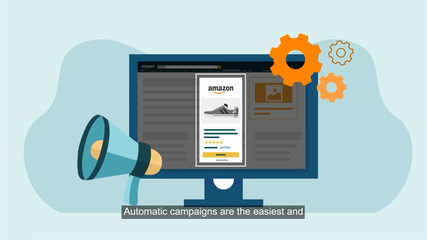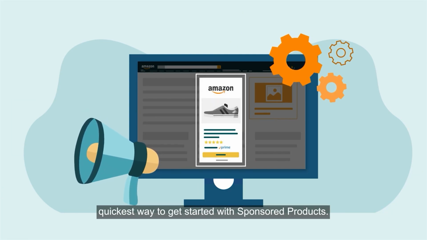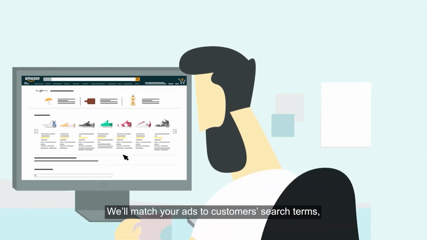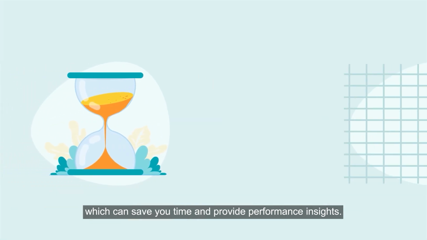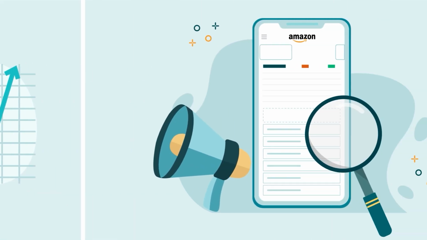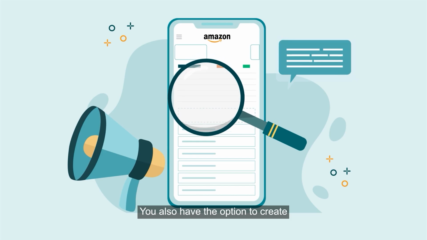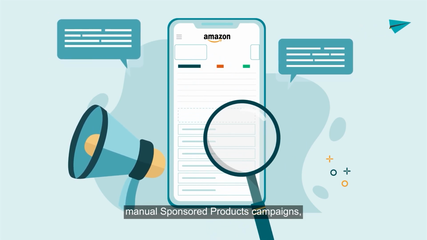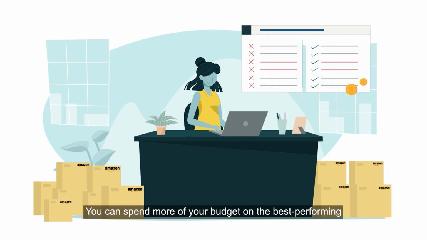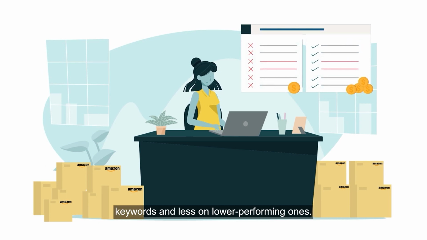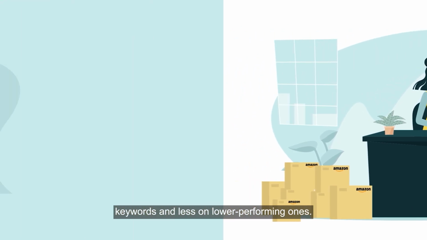Automatic campaigns are the easiest and quickest way to get started with sponsored products. We'll match your ads to customer search terms, which can save you time and provide performance insights. You also have the option to create manual sponsored products campaigns, which can help give you more control. You can spend more of your budget on the best performing keywords and less on lower performing ones.